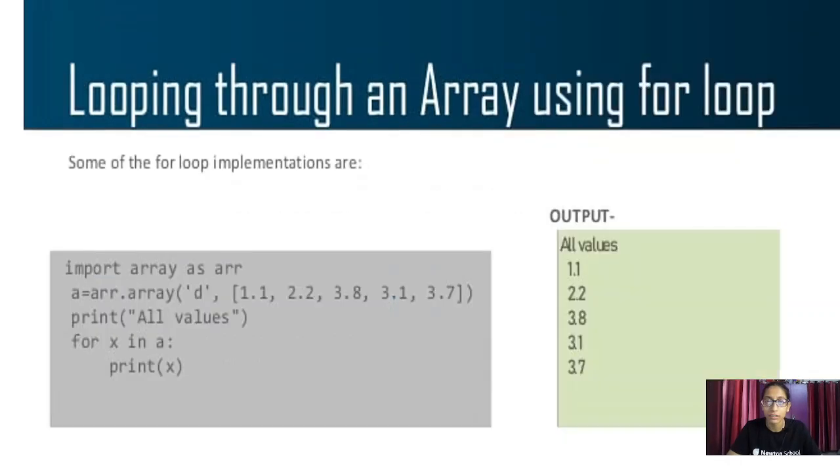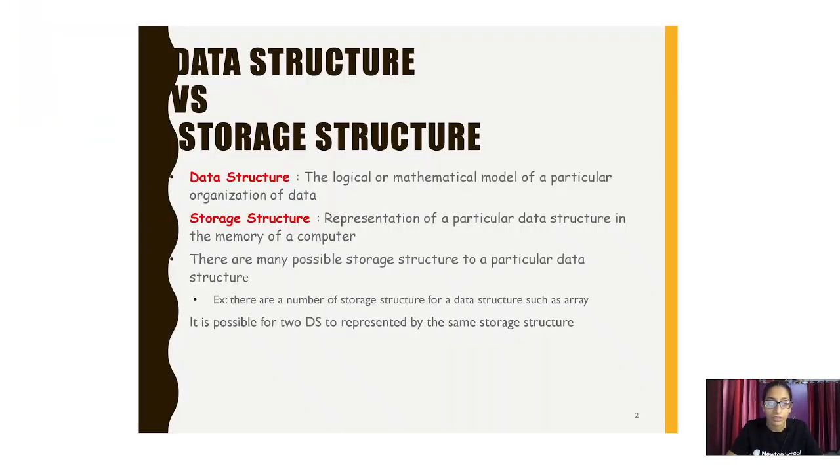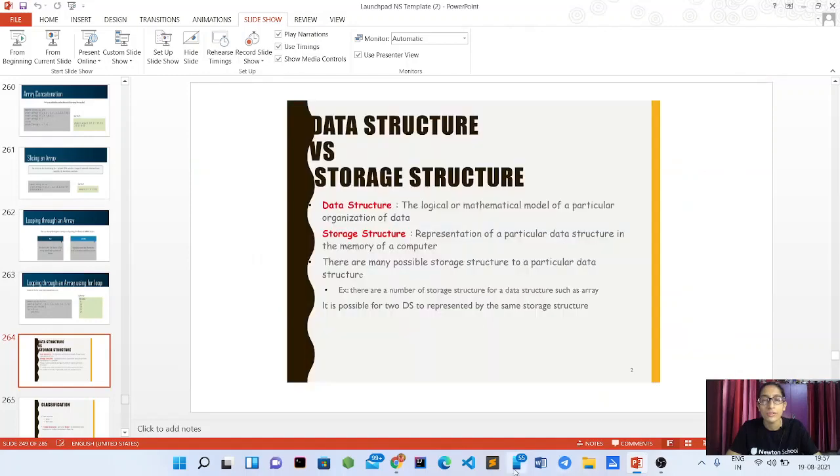Now here's an example of looping through an array using a for loop. Here the for loop is used and the array has been defined with all its values. So I hope it has been clear to you.